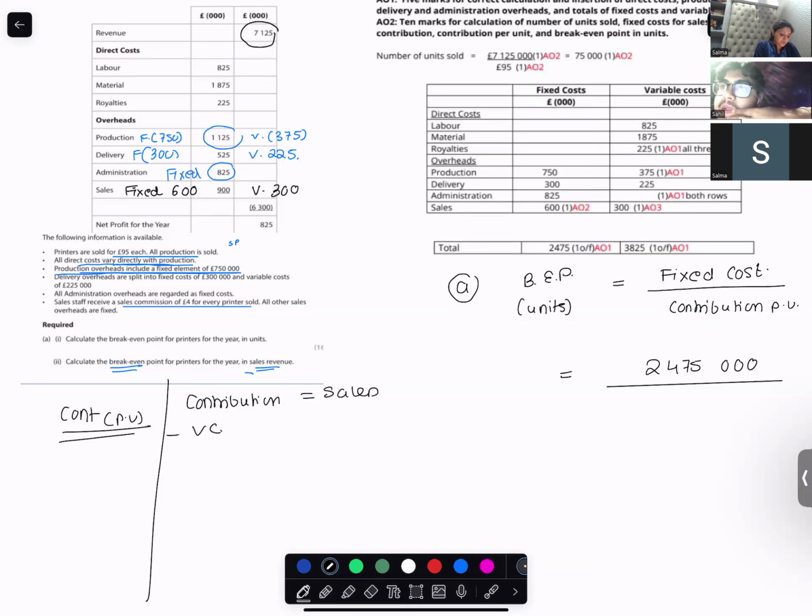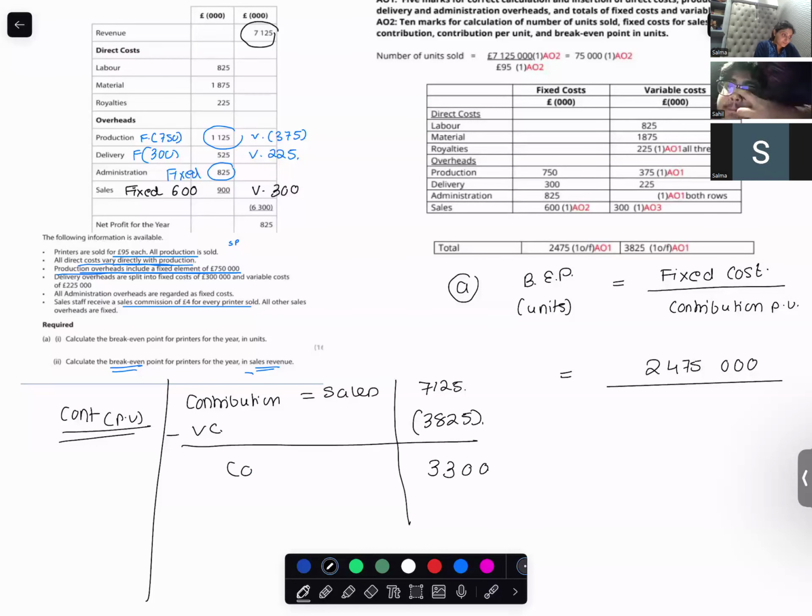What is sales? 7,125,000. What is the variable cost? 3,825,000. So what is the total contribution? 3,300,000. Yeah. Then you divide per unit. That's not per unit.